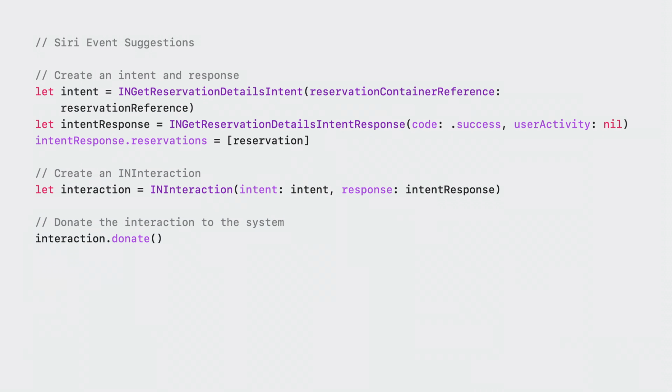The next step is to create an INGetReservationDetails intent with the reservation reference. Then, create an INGetReservationDetails intent response with the reservation object. Next, create an INInteraction with the intent and response. Finally, invoke the interaction's donate method.